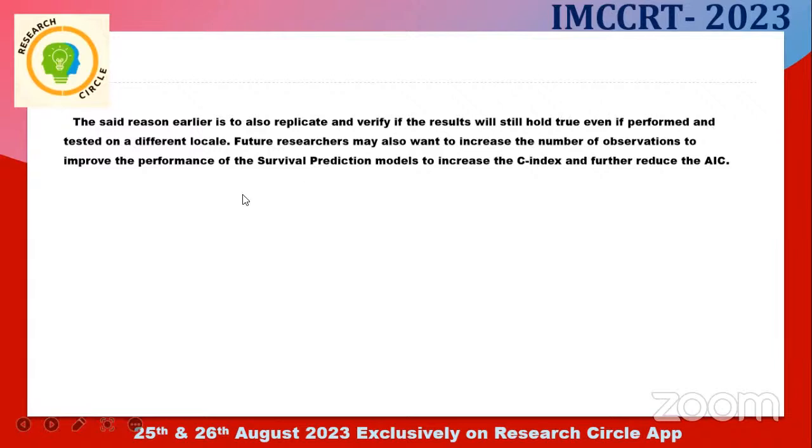Future researchers may also want to increase the number of observations to further improve the performance of the survival prediction models, to increase the C index and further reduce the AIC. So I think that's all for my presentation, and thank you for listening.